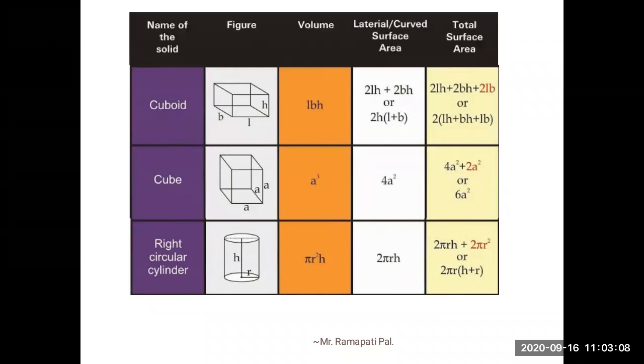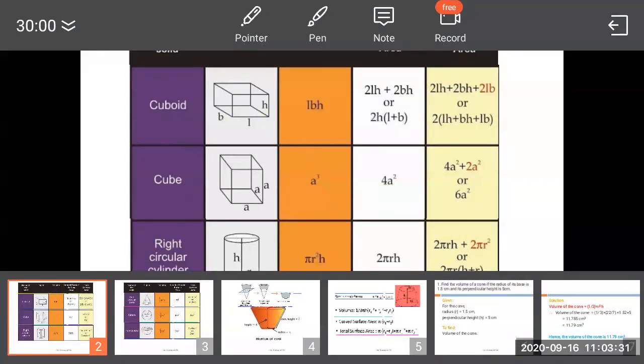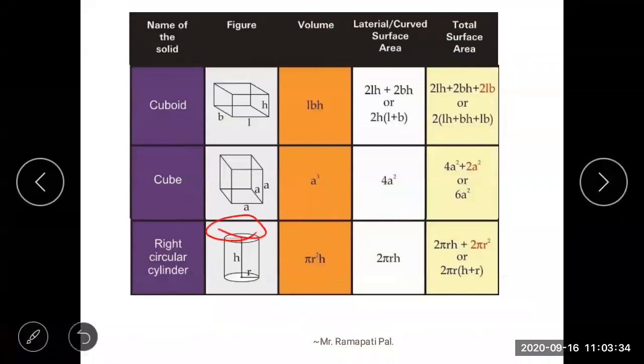Curved surface area is nothing but circumference into height. What is the circumference? 2 pi r is the circumference of a circle. Suppose the topmost part is a circle here. The circumference is the outer boundary of the circle, correct? So that is 2 pi r into h, where h is the height.